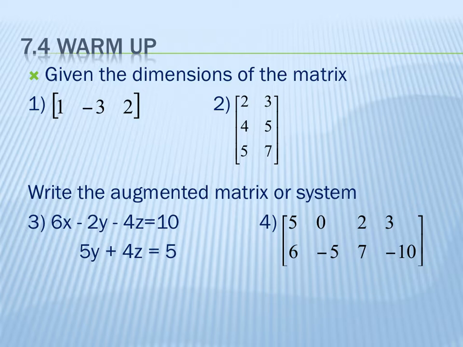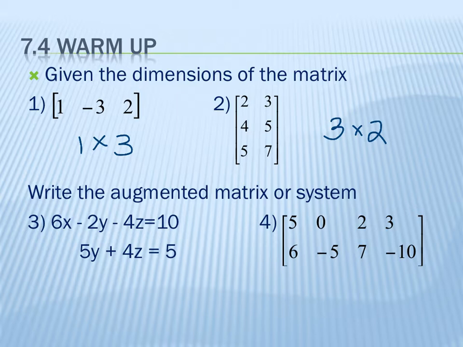So for number 1, what would your answer have been? 1 by 3. And 2? 3 by 2, good. Obviously not test questions, right? But especially you'll see when we get into multiplying matrices, you've got to know the order in order to know if you can multiply them.